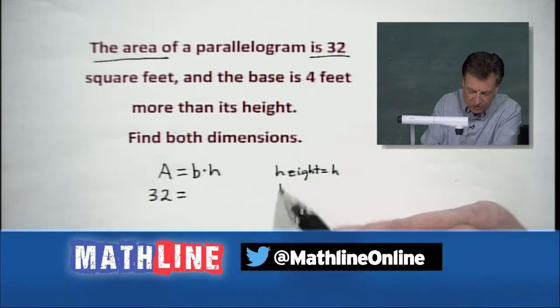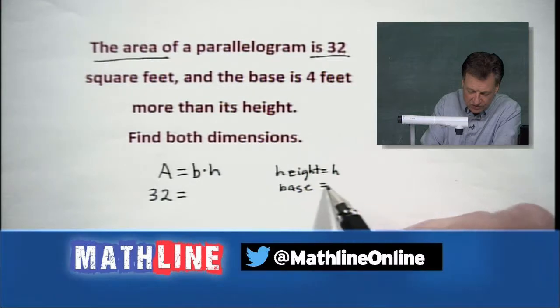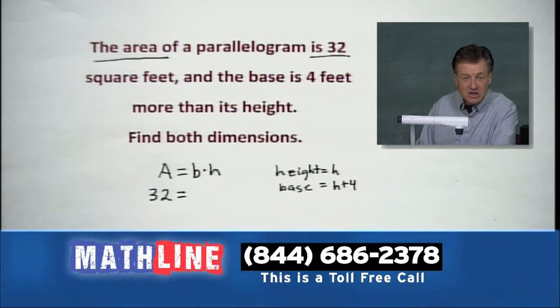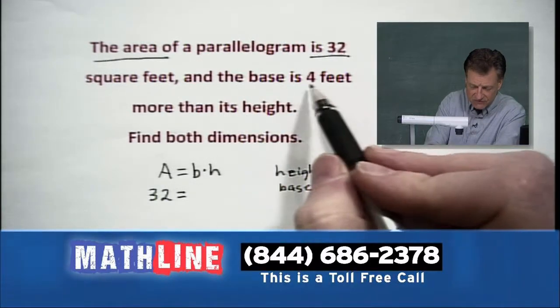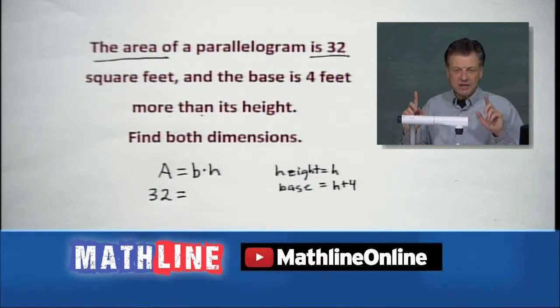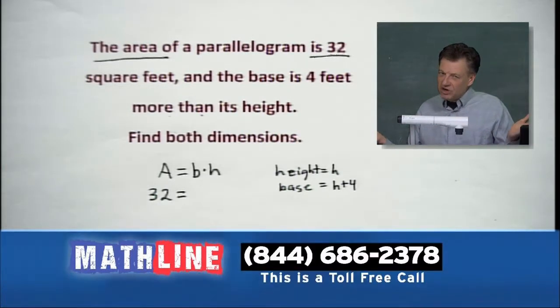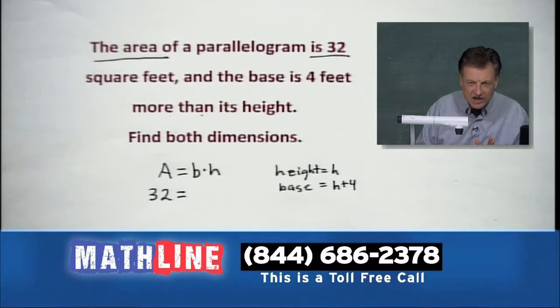And the base, we're going to let the base equal 4 more than that. Isn't that what it says? Base is 4 feet more than. That means put a big plus. Then its height. There's nothing else about the height. We don't need to make it mysterious. It's just an h.